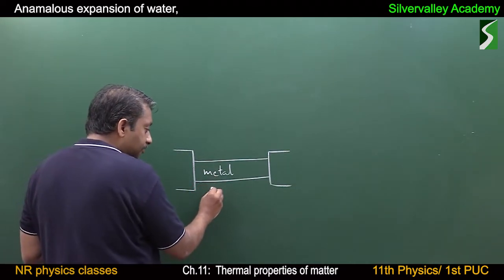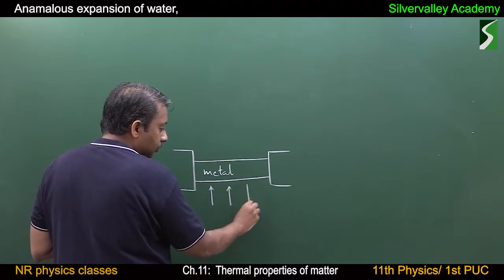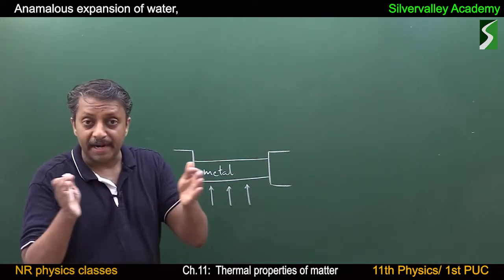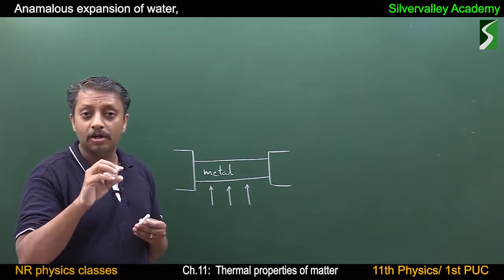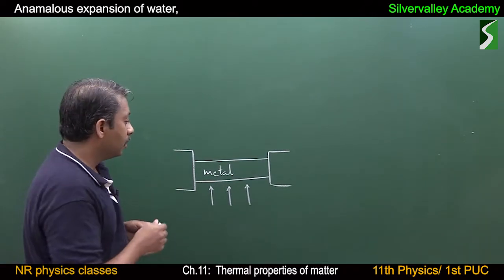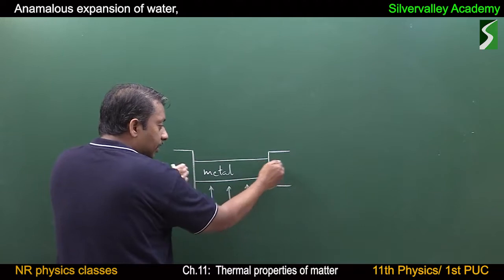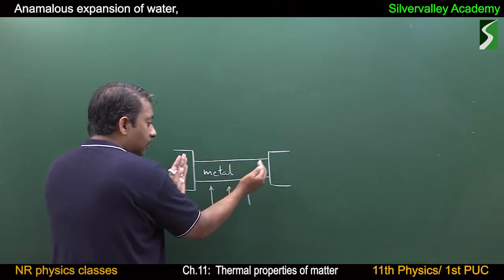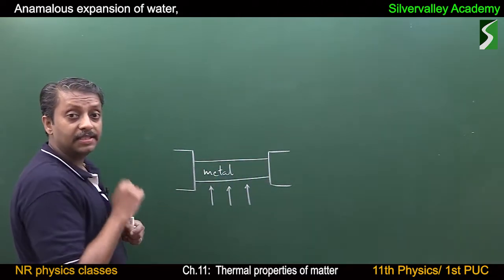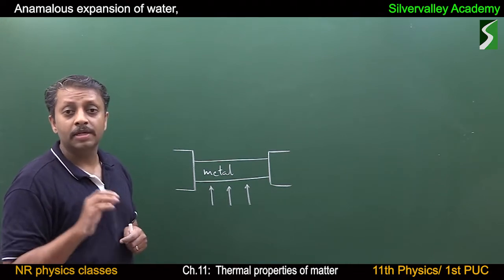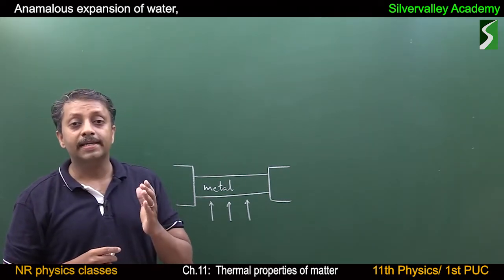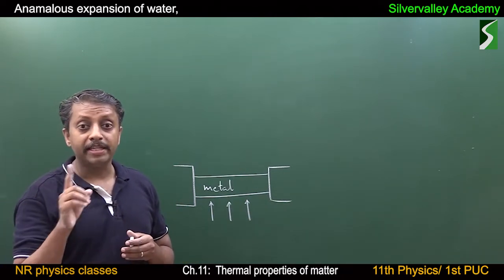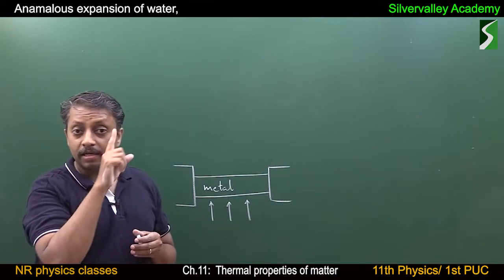If the temperature of this metal rod increases, so this symbol represents heating. If temperature increases, then the metal should expand. It should expand in all three dimensions: length, width and height. But here length cannot increase because of these two rigid supports. As a result, a stress is developed inside the metal. That stress is due to thermal energy. So that is why it is called thermal stress. Now let us derive an expression for thermal stress in terms of Young's modulus. Yes, Young's modulus, the one which you have studied under elasticity.